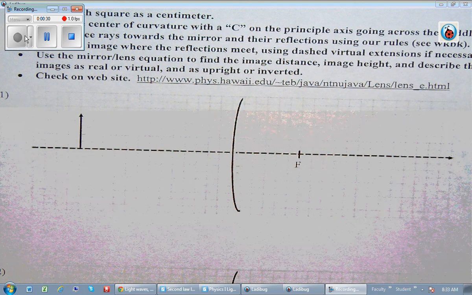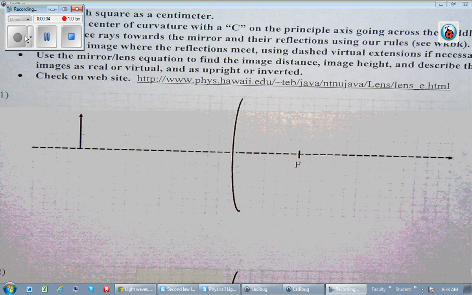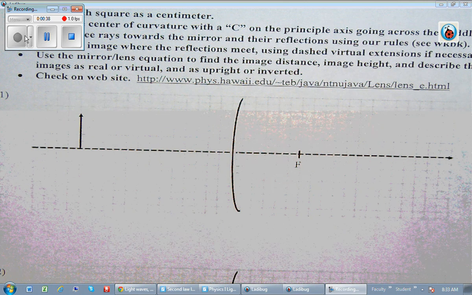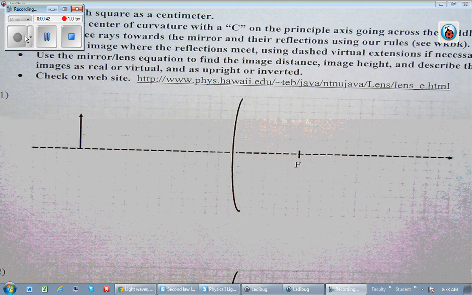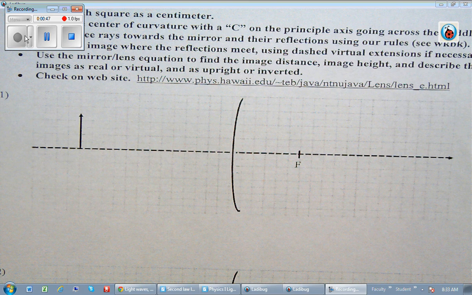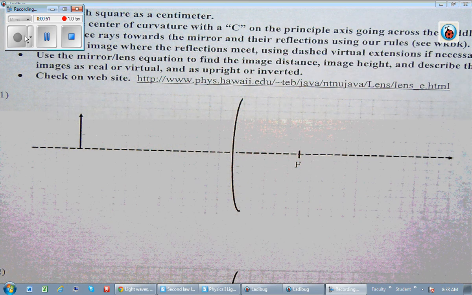It's a little bit cloudy how exactly that math works, and I haven't gone into any proofs of that. It's a bit of messy geometry, a lot of proportions and things like that. So certainly if you're interested, you could look into the derivation of the mirror equation and the lens equation, but that's probably not necessary for you to be comfortable using it.